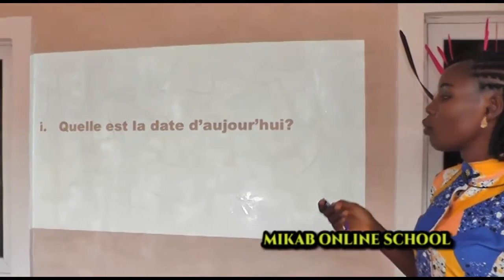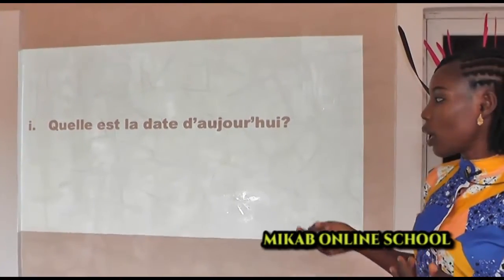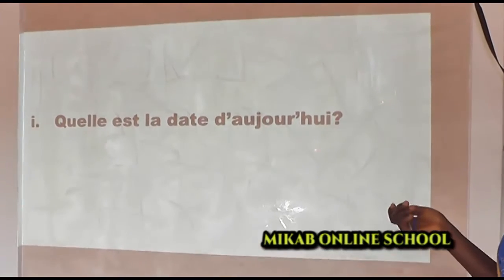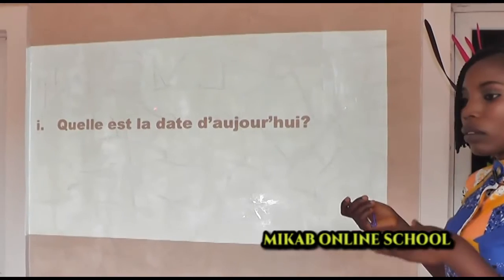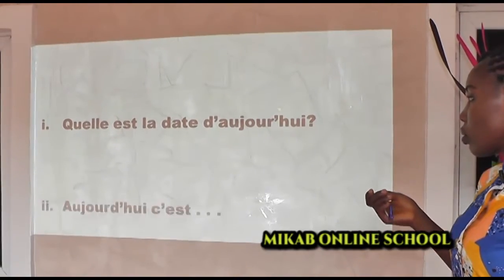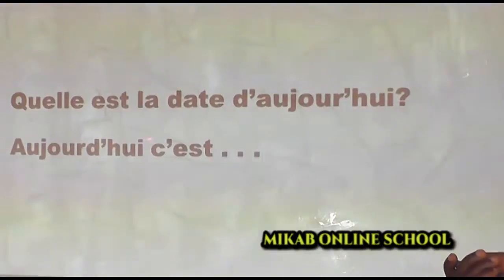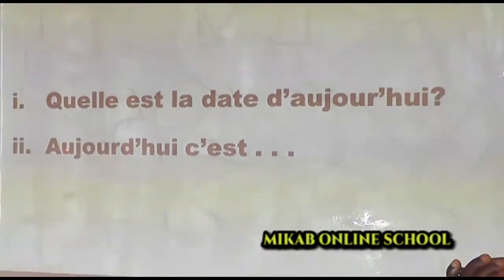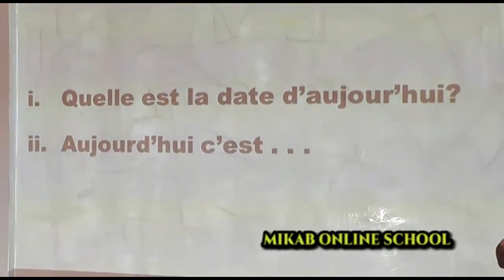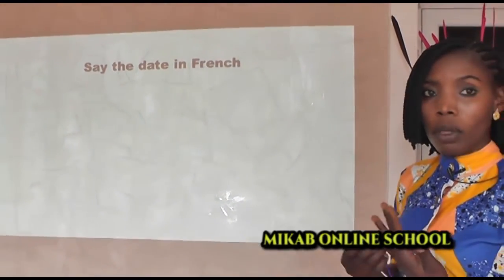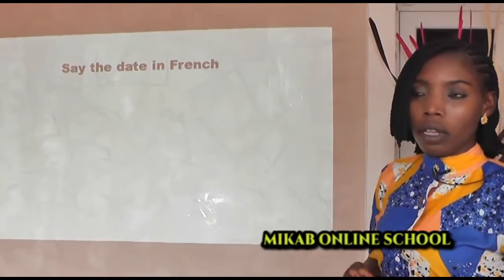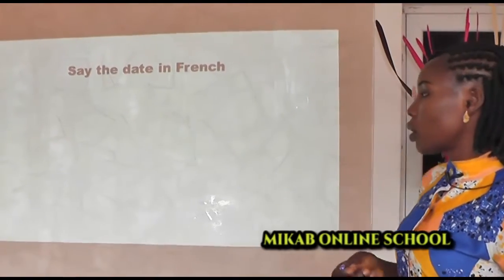Now we are going to say the date. If you want to ask for the date in French, you say, quelle est la date d'aujourd'hui? What is today's date? Aujourd'hui c'est, today's date is. Now we want to say the dates in French. You have learned how to say quelle est la date d'aujourd'hui, which is what is today's date. Then how to say the date is aujourd'hui c'est.